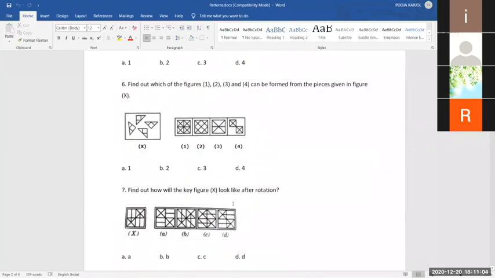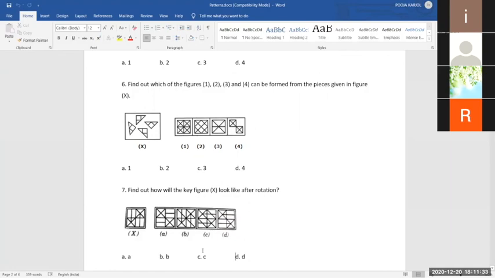Now this is a little more different. They have asked how will the key figure X look after rotation. See, they have not mentioned how much rotation, so you have to guess here. They have not mentioned 90 degrees, 180 degrees, whatever it is. You just have to see which will be the correct one. Try it. D. D, yeah.